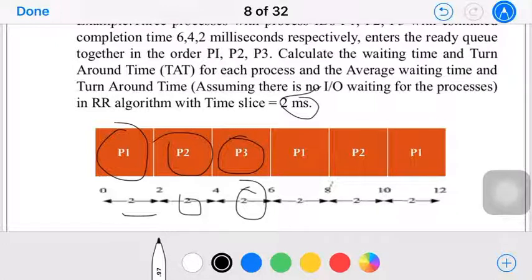But again it will go back to P1. P1's total was 6. Previously it did 2. Now again 2 more milliseconds for P1. Then who's next? P2, 2 more milliseconds. So P2 is also over because the total time required for P2 is 4 milliseconds. So 2 here and 2 here, over. Now for P1, 2 plus 2, 4 are over. So 2 more are left.